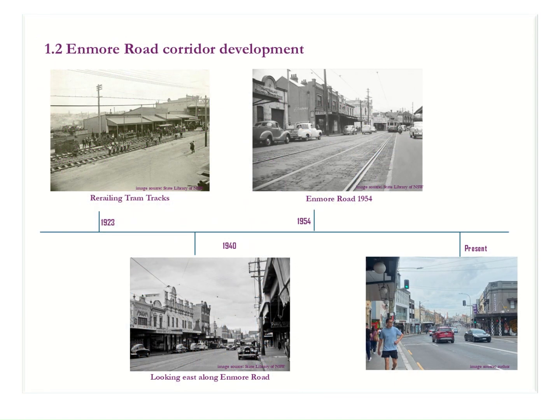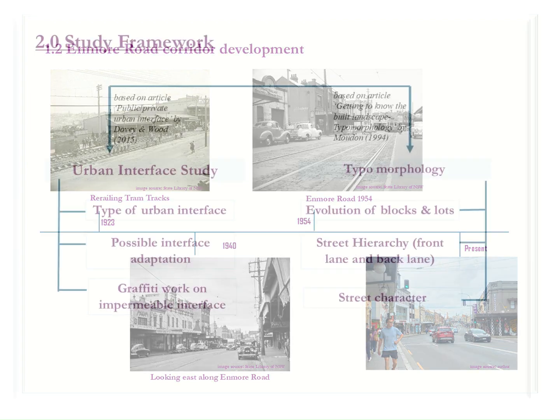Before going into various urban design rationales, let's first take a quick look at the historical development of Enmore Road. The images on this slide, ranging from the early 20th century to the present, highlight the road's significance in enhancing connectivity. Similarly, they also indicate the settlement around it from the early colonial period.